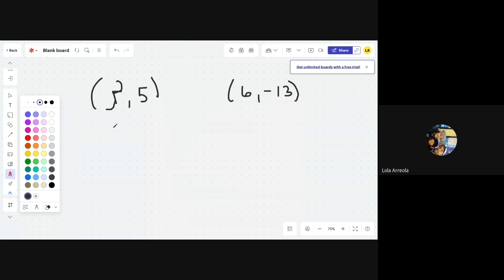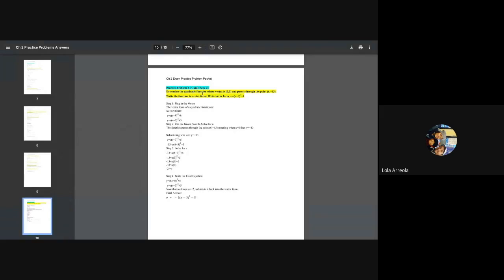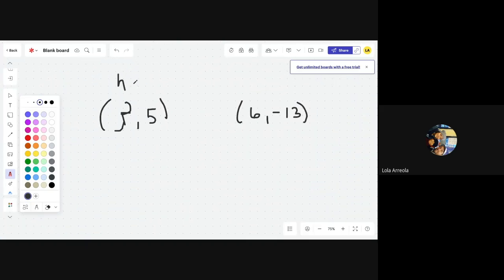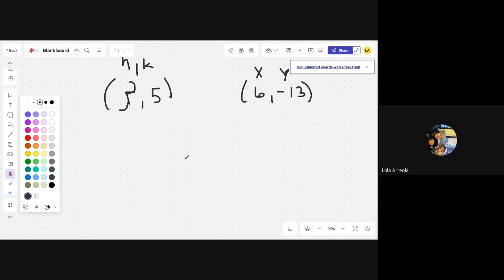I just have to be careful how I label them. I'm going to read the problem again. It says, determine the quadratic function whose vertex is (3, 5), and the point is (6, -13). So which one is my vertex? (3, 5). And how do we label vertex again? If I think back to my last problem, I always label my vertex (h, k). If I'm given a point, my point is always (x, y). So just be careful which one's the vertex and which is just the point. Then it becomes very simple from here on.